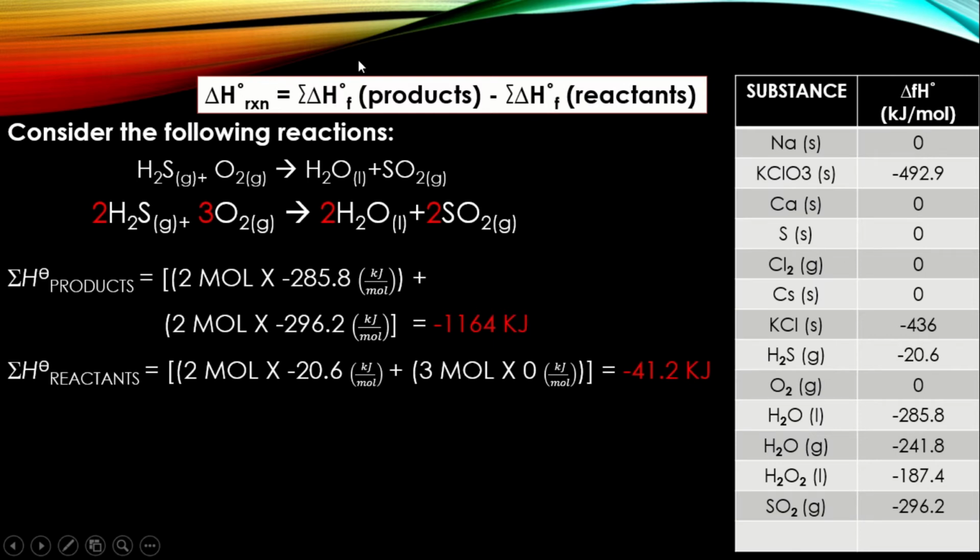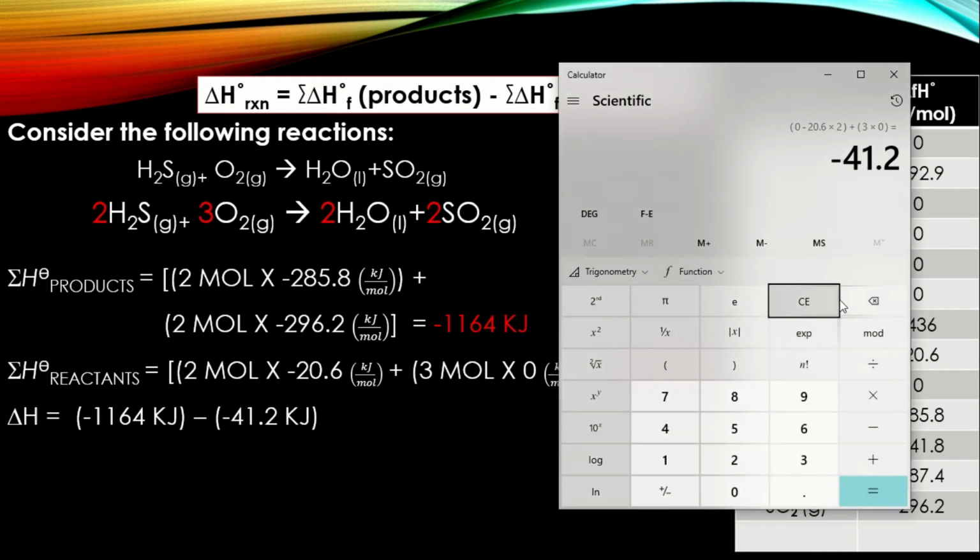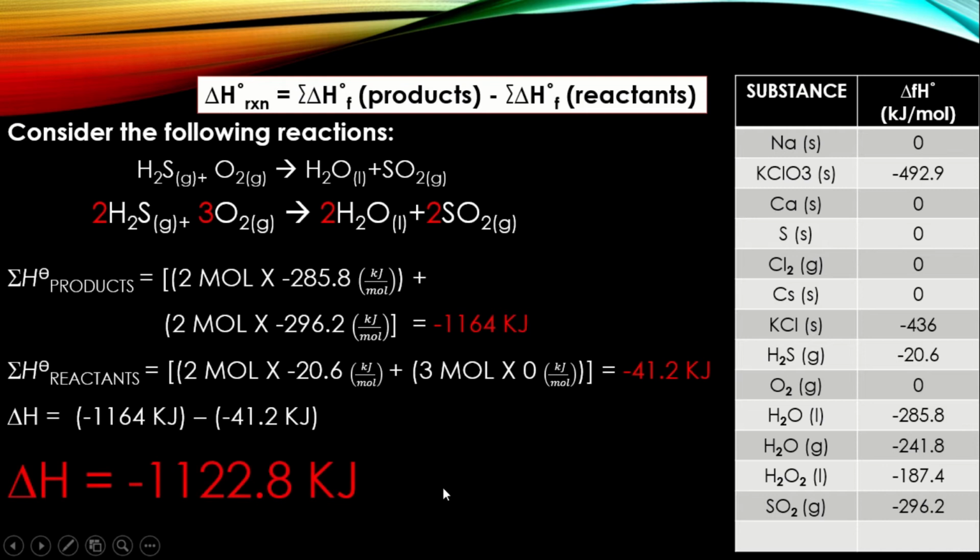Next, pwede natin gamitin itong formula dito sa taas. So product minus reactant. So this is for our product. This is our reactant. So ilagay natin sa calculator. Negative 1164 kilojoules minus negative 41.2 kilojoules. So that means our change in enthalpy of the reaction is negative 1,122.8 kilojoules. So far, madali lang siya kasi katulad lang siya ng ating discussion sa entropy. So madali lang siyang sundan.